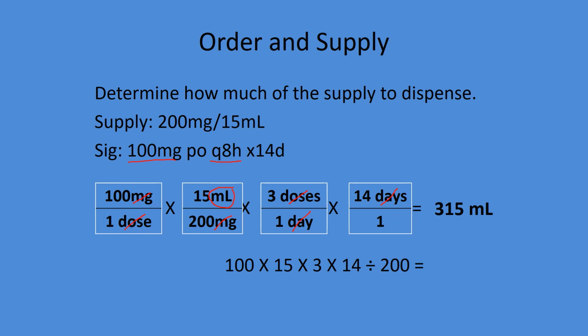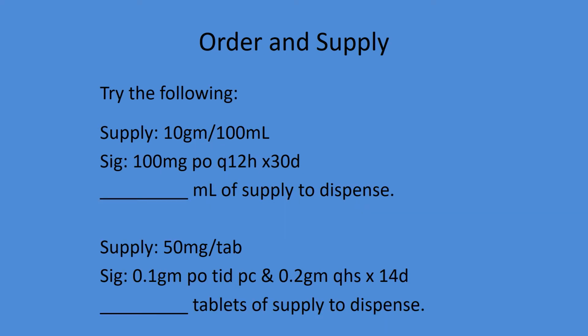So let's do the shortcut for this one. So our first step is order over supply times the amount. So that means we need 100 milligrams. Our supply comes 200 milligrams per 15 mLs. So that's going to give us 7.5 mLs per dose. So to get 100 milligrams, it would take 7.5 mLs of our supply per dose, and we're going to do that 3 times a day, every 8 hours, for 14 days. 7.5 times 3 times 14 will equal 310.